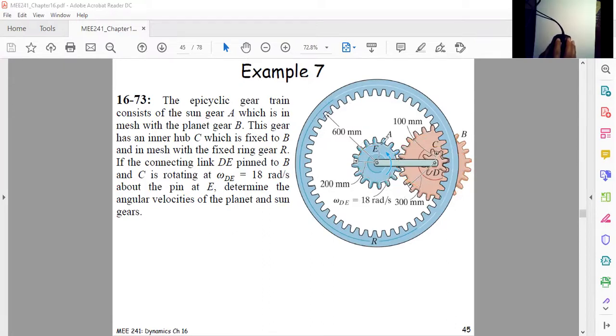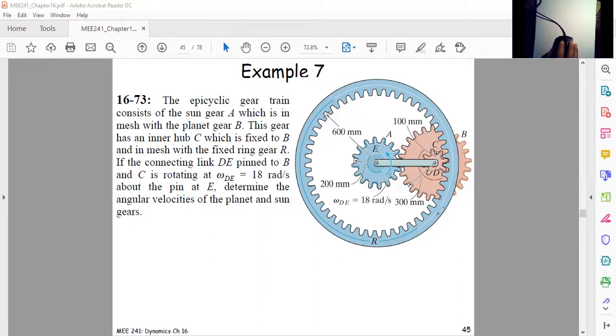In this problem, we have this link. This part right here is called the arm, or the carrier. The arm basically tracks the velocities of the center of the planet. We know every point here is going to have a different velocity, but this guy is tracking the orbit velocity of the planet. So when this guy rotates, it tells you the velocity of the center of the planet. Does it make sense?